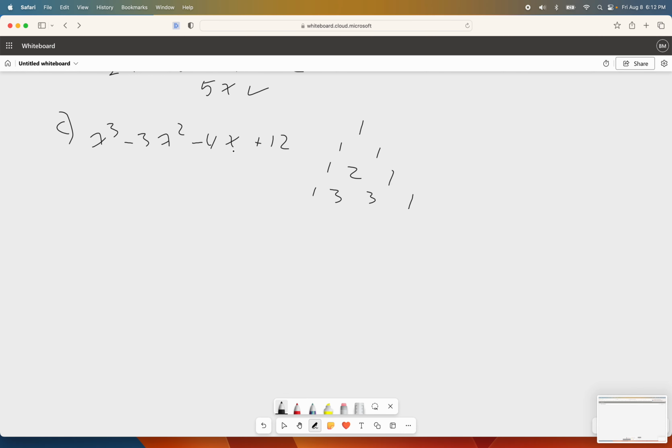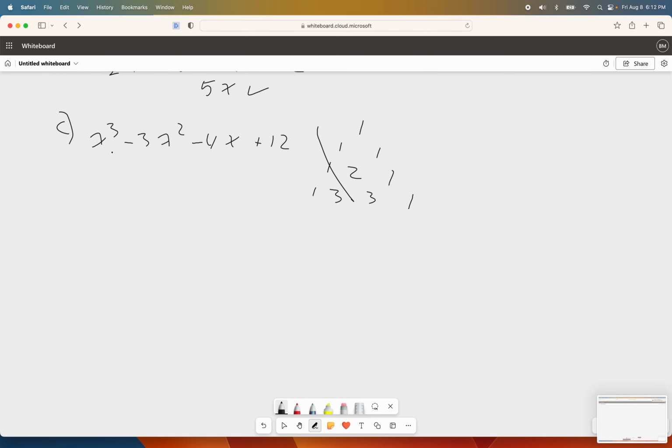So, and 12 is not the cube of anything. So the Fibonacci sequence is not going to work for us. What we can do is plug in some numbers here and see if we get 0. So if we plug in 0, which is my favorite, we'd love to get a 0, but we don't.